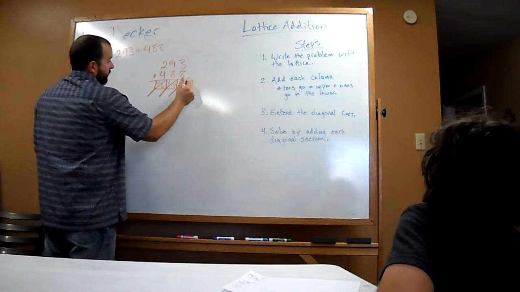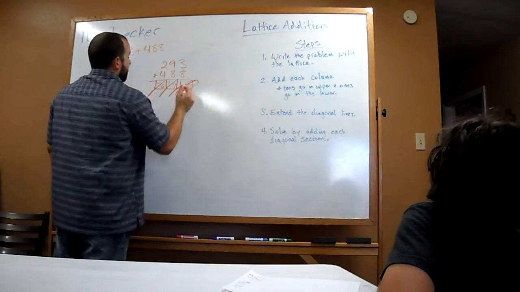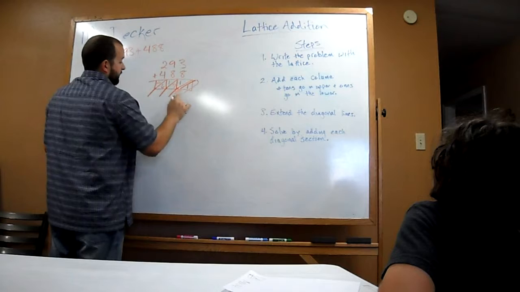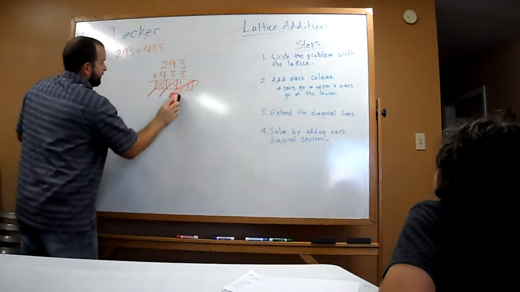So our first diagonal row is right here, which is just a 1. Sorry about that.